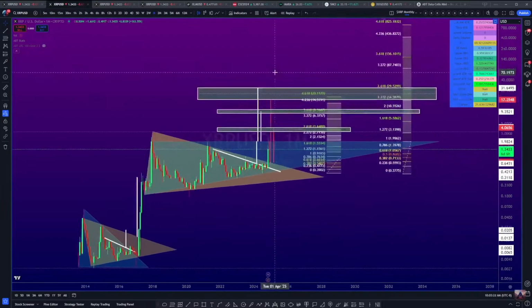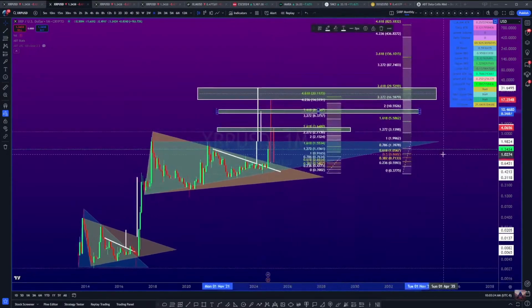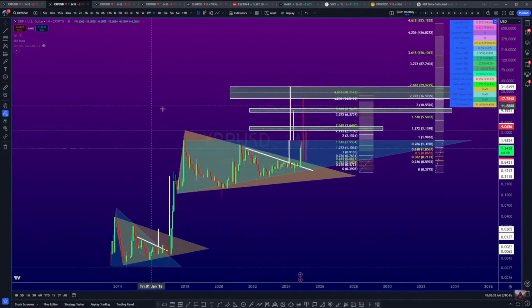The targets to the upside are indicating a potential $10 break, $8.58 to $10.47, with a geometric mean at around $9.64 at the 3.618. Damn.